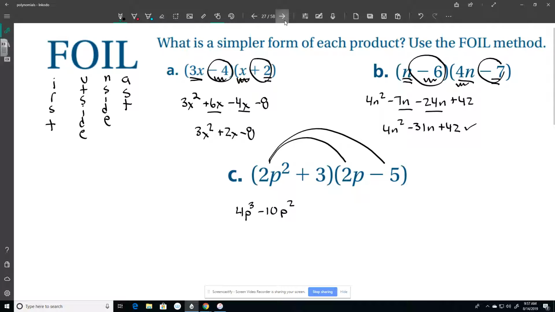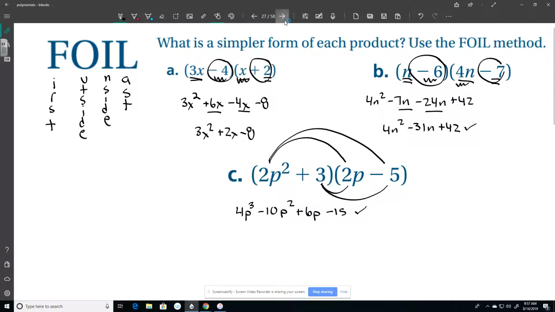Then I'm going to take the 3 and multiply it by the 2, which is a positive 6p. And then I'm going to take the 3 and multiply it by the -5, which is -15. In this case, there are no like terms, so that would be my final answer.